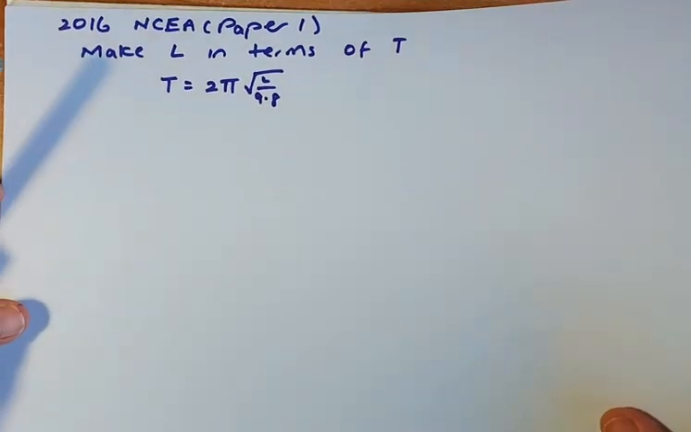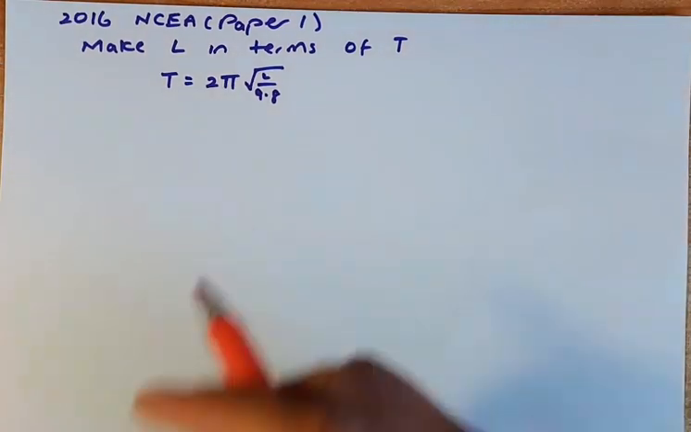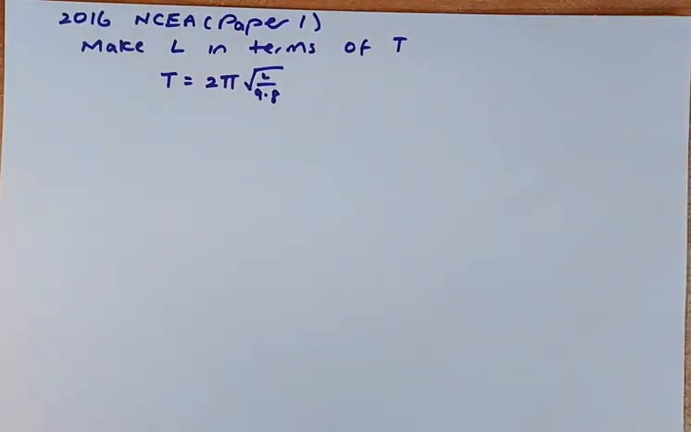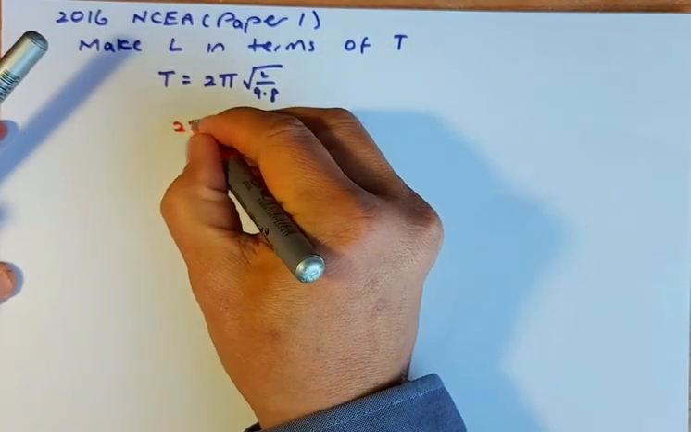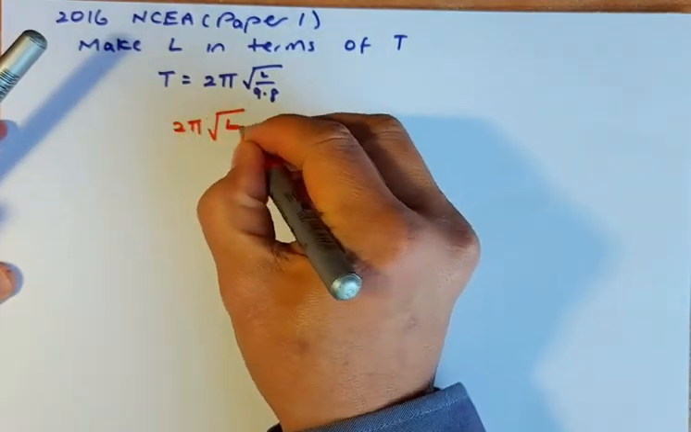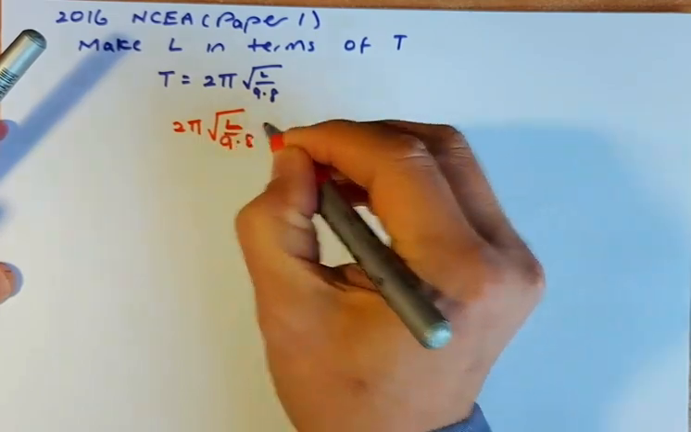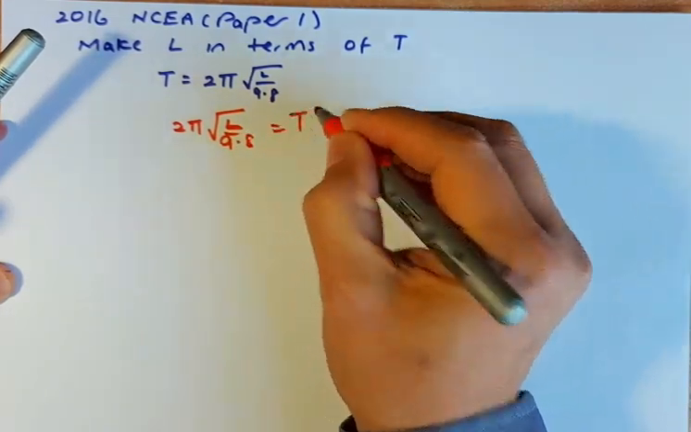Okay, now we're going to do the two harder questions. These are both excellent questions. First one is from 2016. This is actually a word problem. They are actually asking you to make L in terms of T. So again, first step, rearrange the formula. 2 pi square root of L over 9.8 equals T.